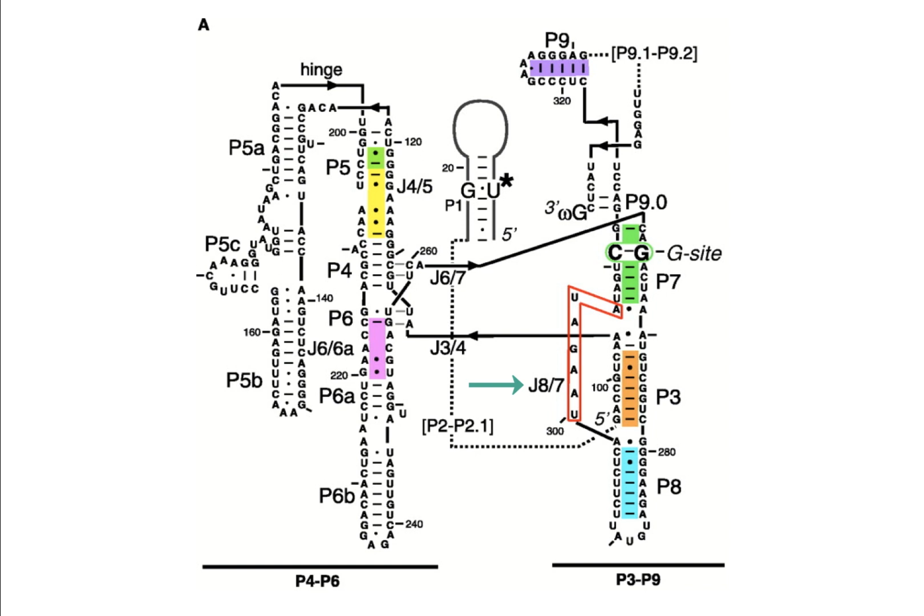On the right-hand side, joining the P7 and P8 regions, this J8/7 region is an area of fairly high sequence conservation, which is unusual for these group 1 introns, or introns in general. Structures are conserved, but sequences aren't. So whatever this sequence is and why it's so well conserved isn't known yet.